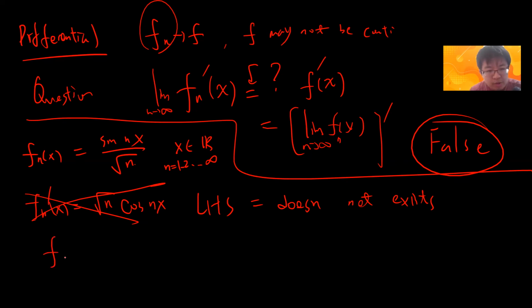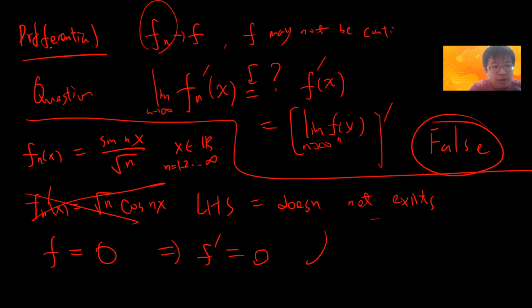Okay, but how about f, right? When n goes to infinity, this becomes 0, because f_n is bounded by 1 over the square root of n, so f is 0. So that means its derivative is 0, right? So one does not exist, one is 0, so very frustrating.